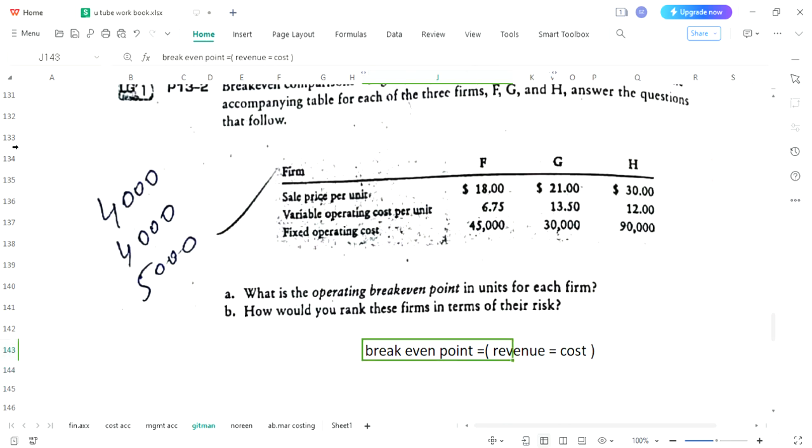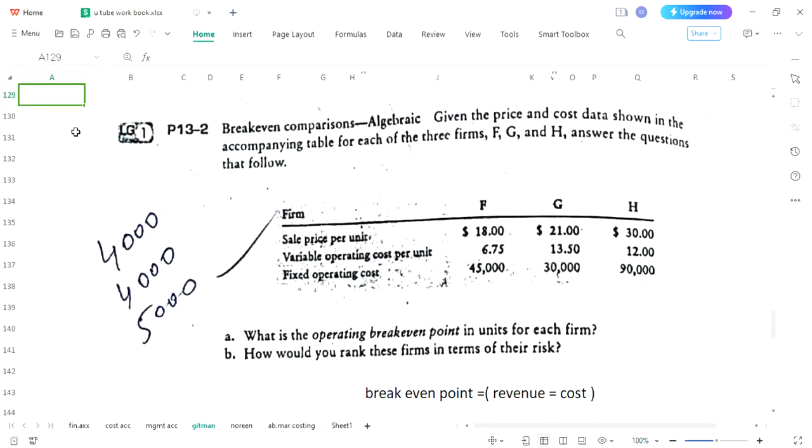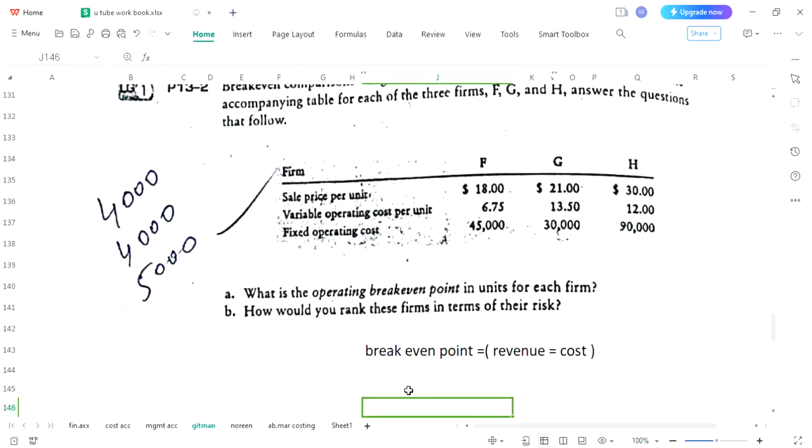And look at the volume of the question. From here you can see there are three firms, F, G and H. Values are given as sale price, variable cost and fixed operating cost, and you need to calculate the break-even point. Right now we are trying to understand break-even point, the point where you will not get any profit and you are not losing anything at the same time. Please note it down, break-even point in terms of units is asked.